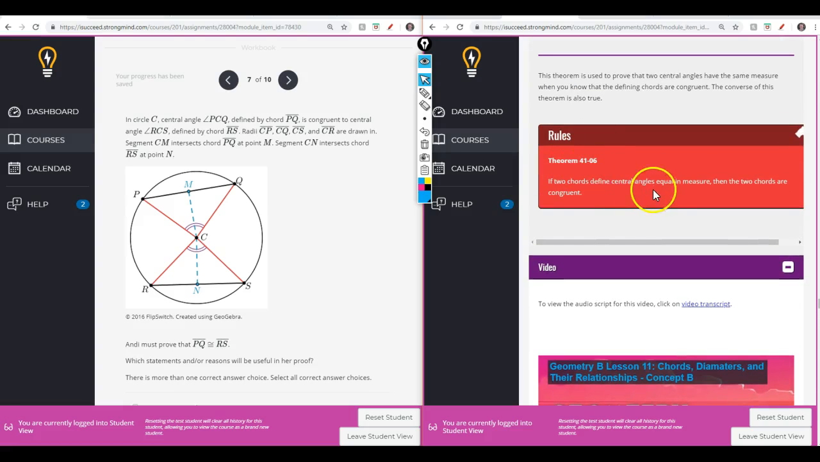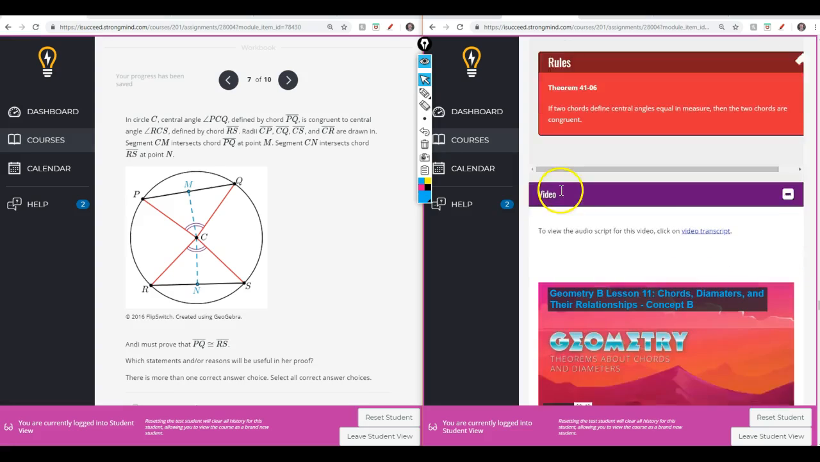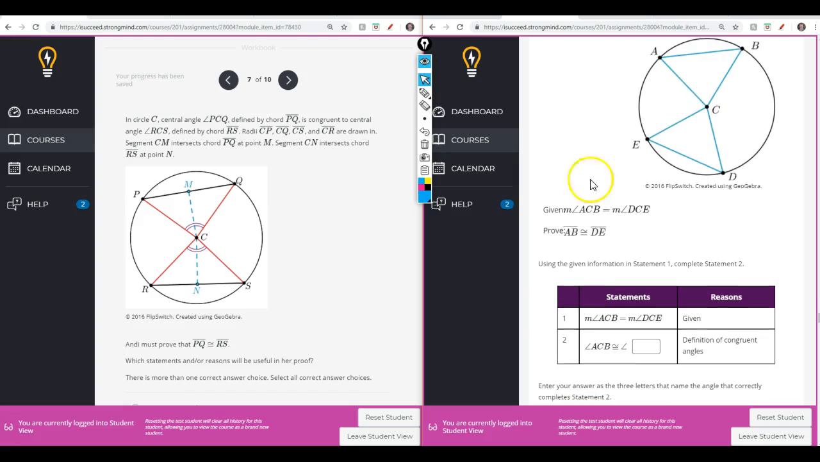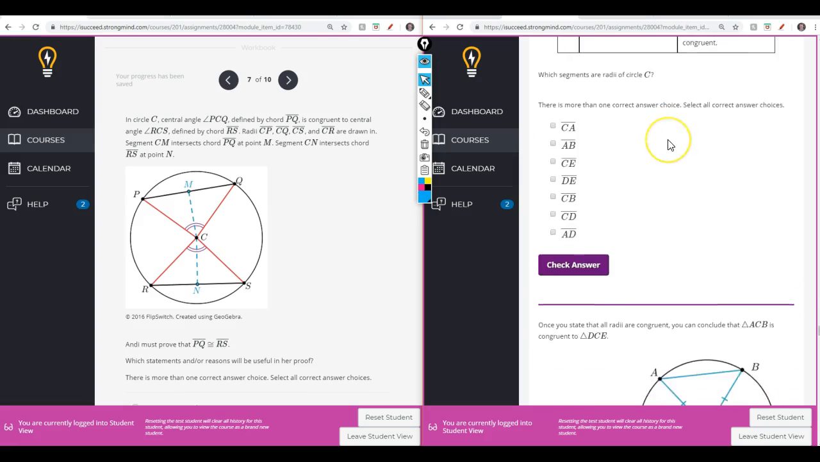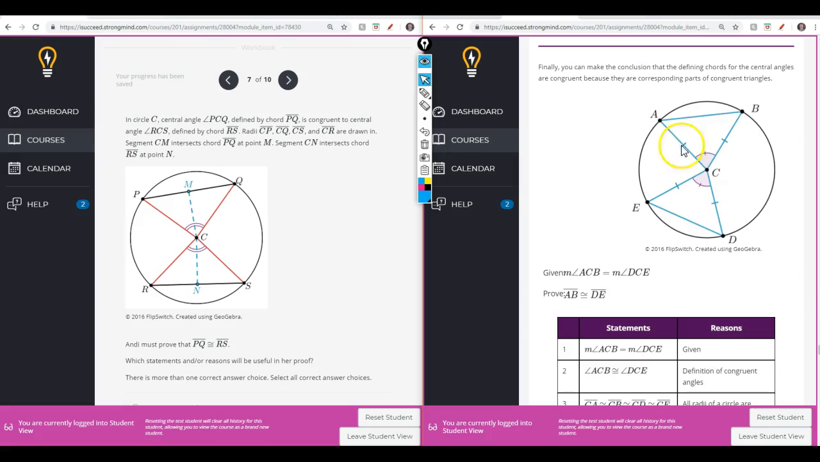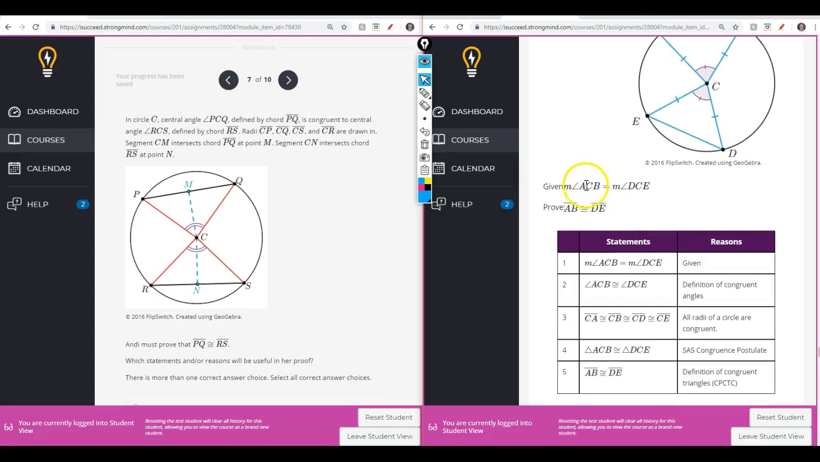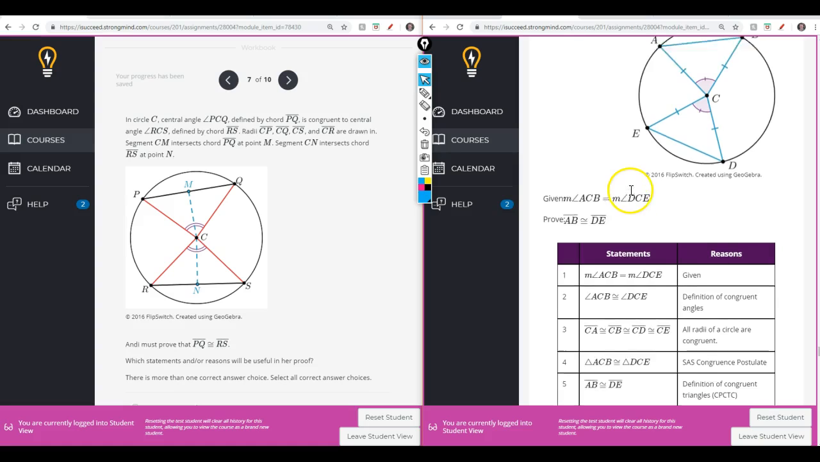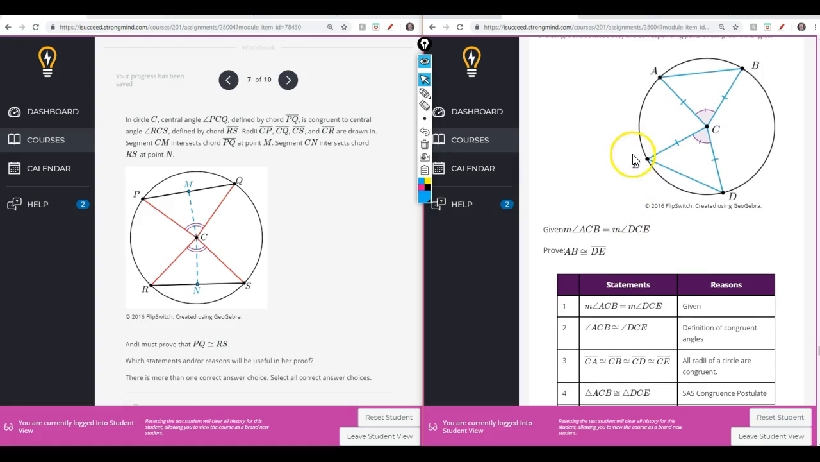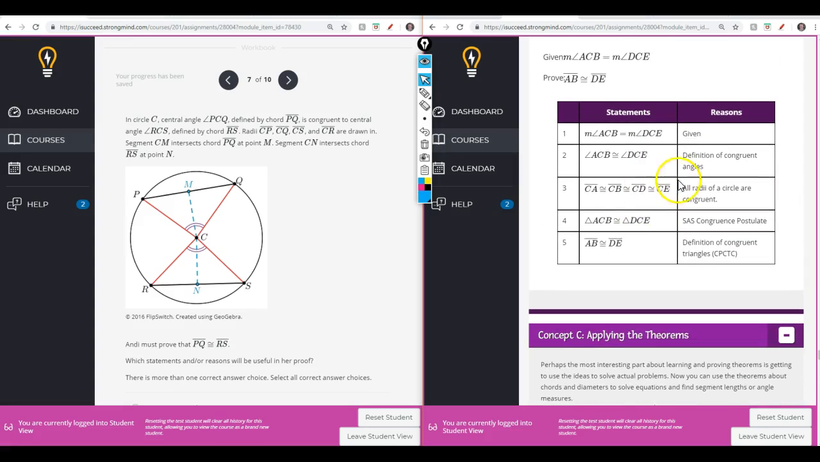Okay, so here's the theorem that proves that if two chords defined central angles are equal in measure, then the two chords are congruent. So this is looking similar again, which is more similar because we have our central angles. So we're given that these two central angles are congruent. They want to prove that these two chords are congruent. So this is the example that I would look at.